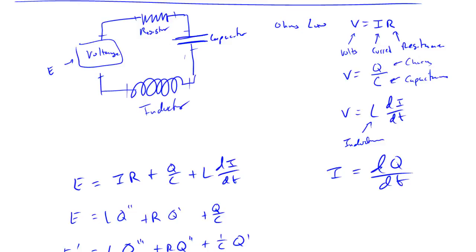Okay, let's look at the differential equation we get from an LRC circuit. L for inductor, R for resistor, C for capacitor. So here's the circuit. You got some voltage source, a resistor, capacitor, and an inductor, and I suppose there's a switch in here somewhere to turn the thing on and off.